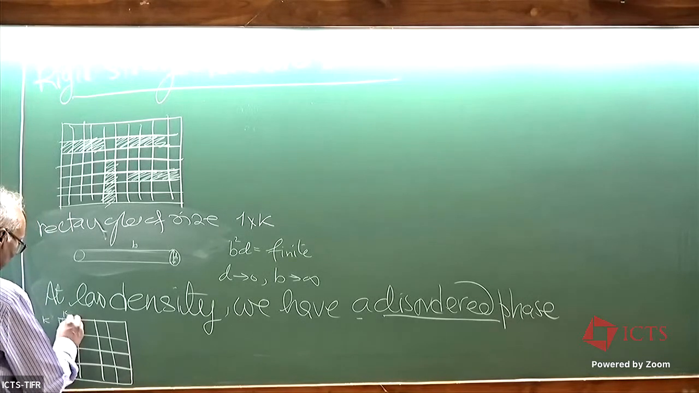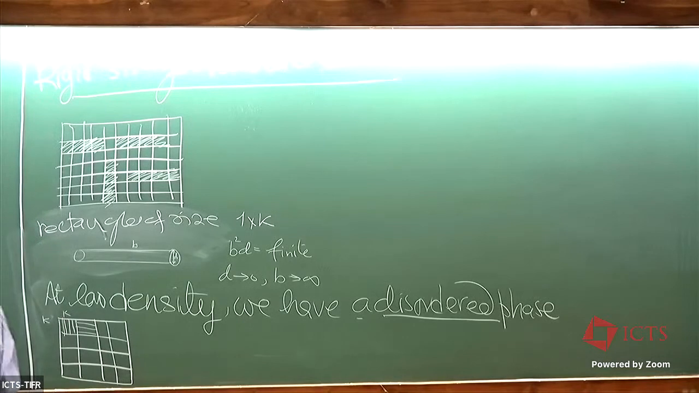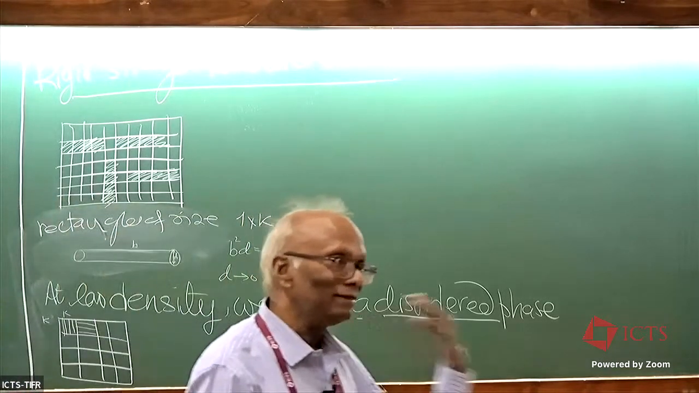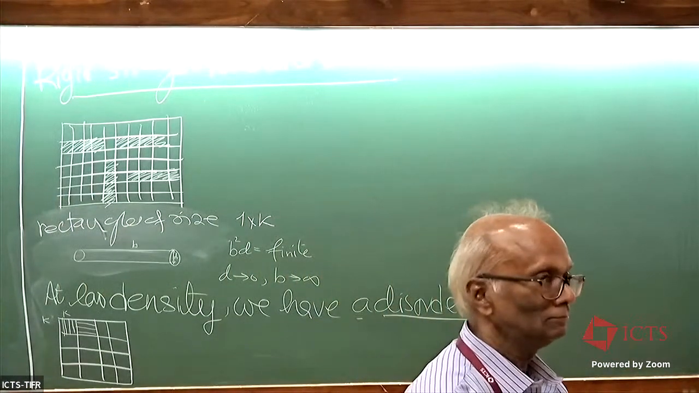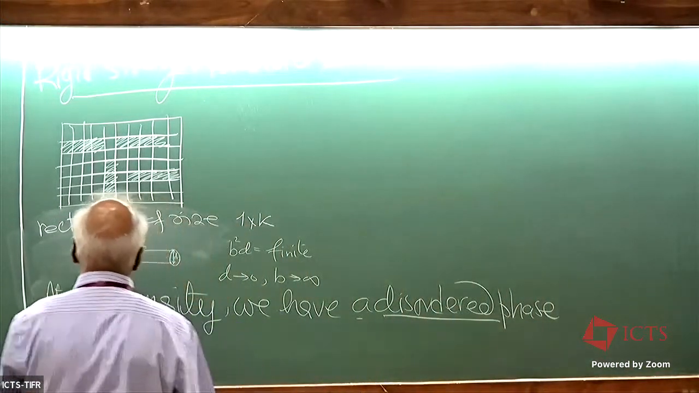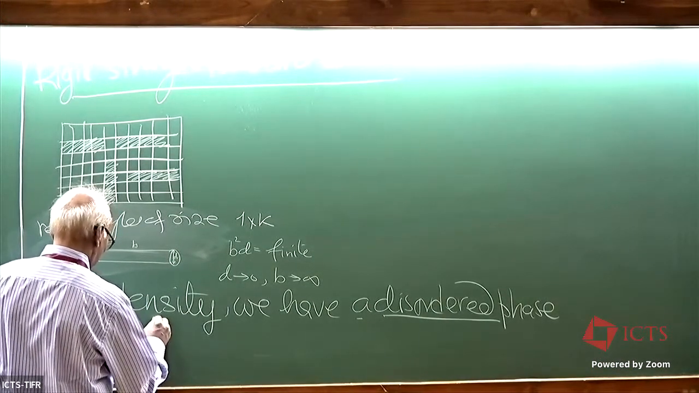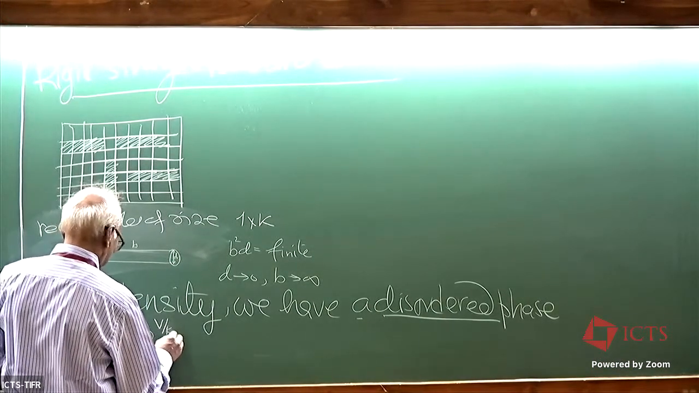And in each square, I can put the rods either horizontal or vertical. And this I can do independently in each k by k square. So you have perfect packing and you don't have any orientational order. And the number of configurations is 2 to the power volume divided by k squared.